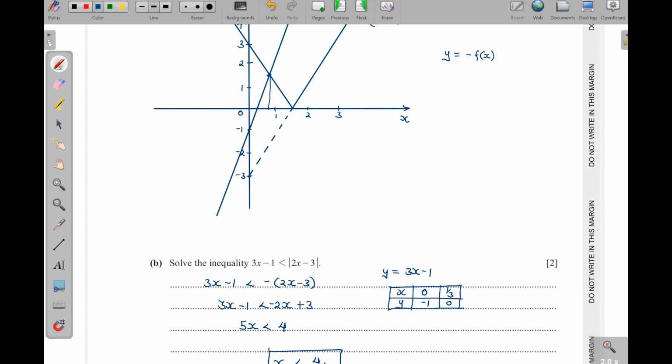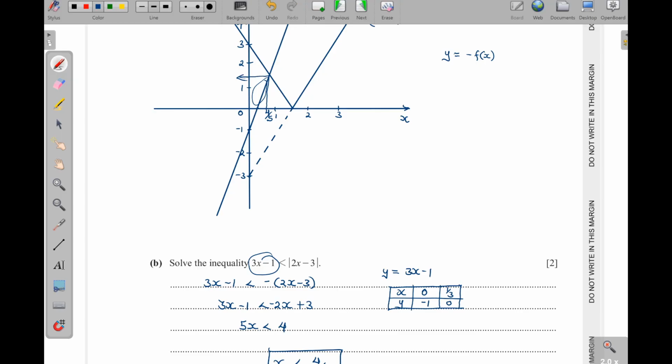That is the 4 over 5. Now, this inequality means that this line must be below this one, okay? So if we have the 4 over 5 here, where this line is below this one, that is when we are looking at the left of this point.